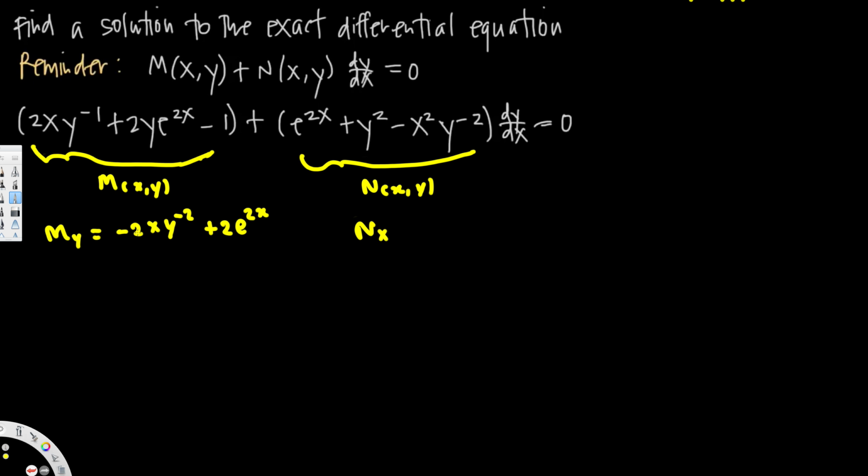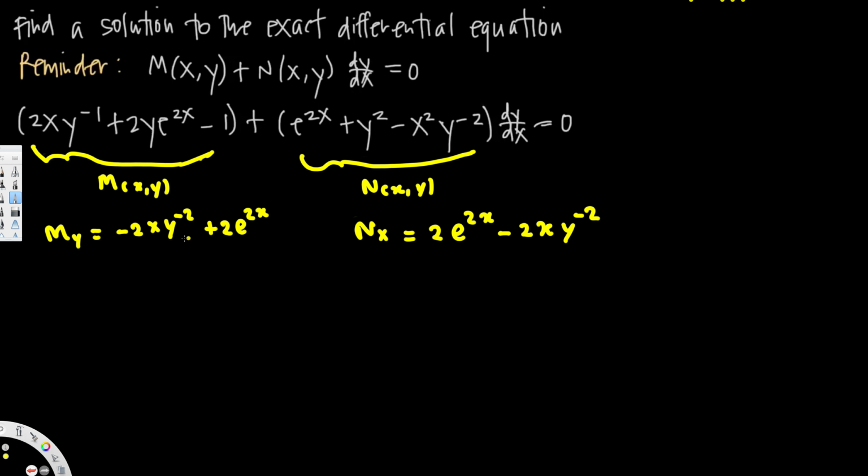Now this is our partial derivative with respect to y, and let's take the partial derivative of this one with respect to x. When we take the derivative with respect to x, we treat y as a constant. The derivative of this one is going to be 2e^(2x), and this is going to be 0 since we treat it as a constant. And here we have negative x squared, which becomes negative 2x, and y to the power minus 2 we treat as a constant, so it remains the same.